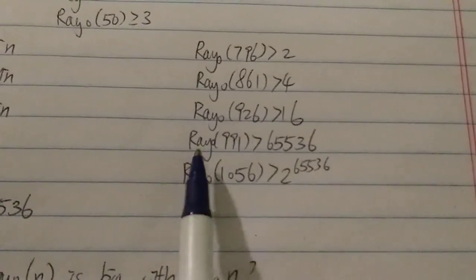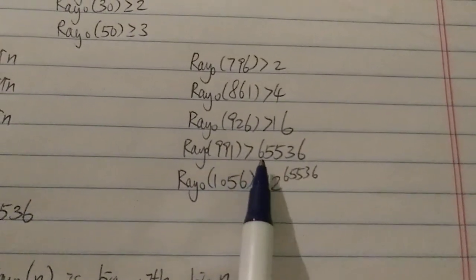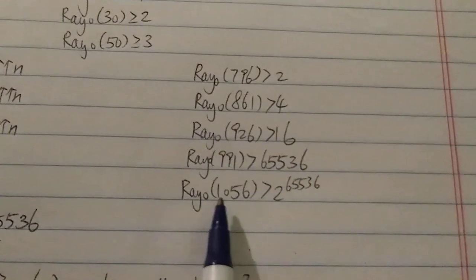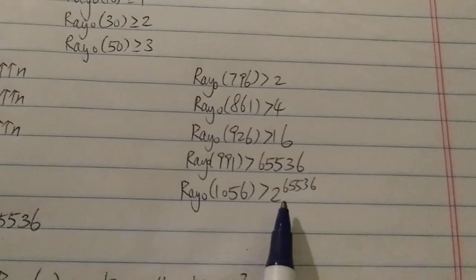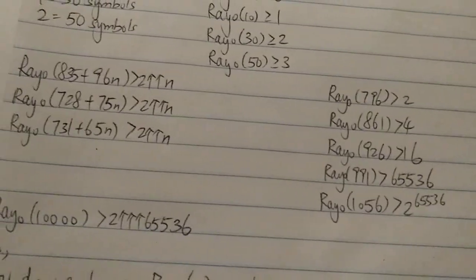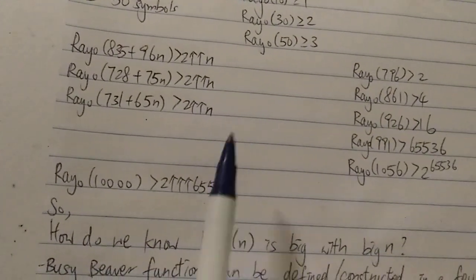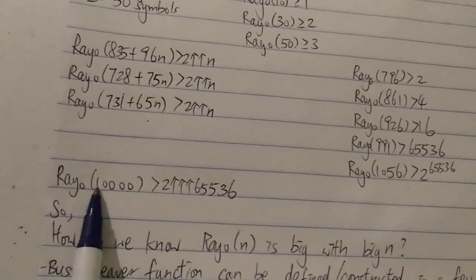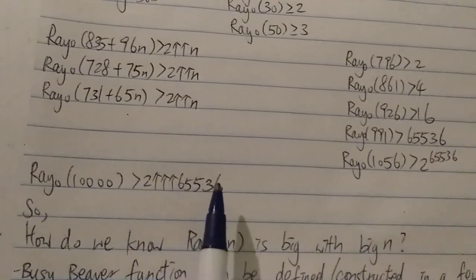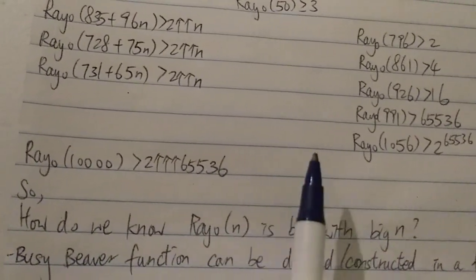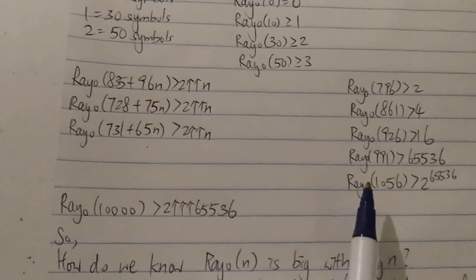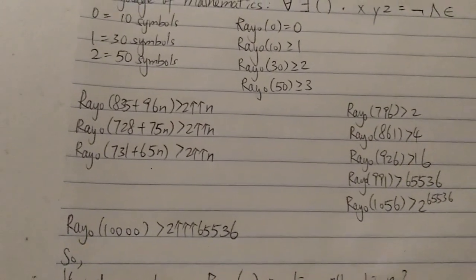bigger than 16, and Rayo 991 is bigger than 65,536, and Rayo 1056 is bigger than 2 to the power of 65,536. And some person argue that Rayo 10,000 is actually greater than 2 3 arrow 65,536. So far, it's not very impressive because Rayo's function we now know is uncomputable.